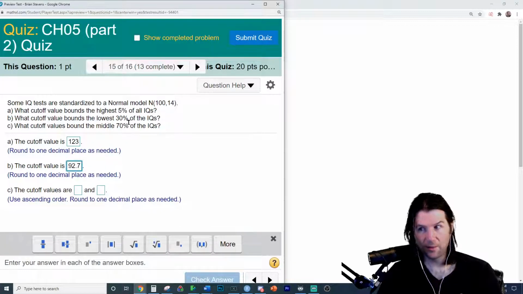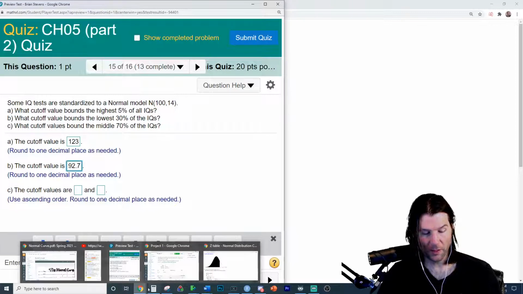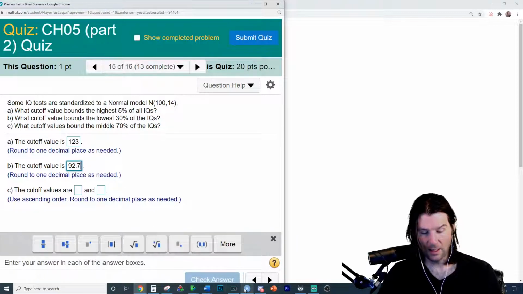And the middle 70%. So middle 70% is going to be the 15th and 85th percentile. So we have to run this twice. The 15th and 85th percentile.